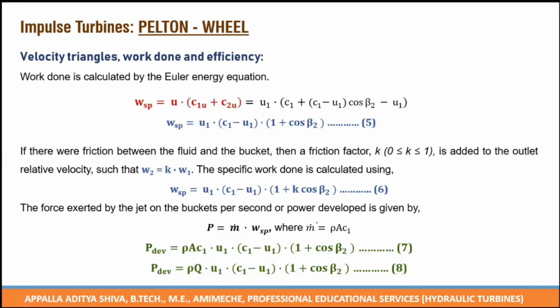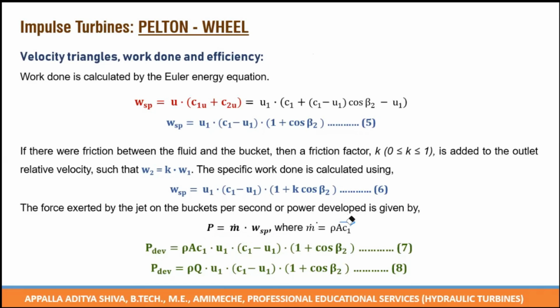Now, how do we calculate the force exerted by the jet on the buckets? This is work done by the jet. The power developed is mass flow rate into specific work done. This is the thermodynamic equation. Power developed is mass flow rate into specific work done. Mass flow rate is calculated using the equation m dot is equal to rho A V. In this case, we take V as the absolute inlet velocity C1, so rho A C1. A is the nozzle area, the cross-sectional area of the fluid jet.